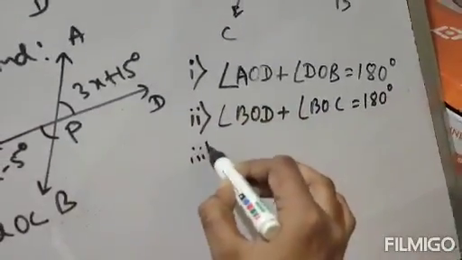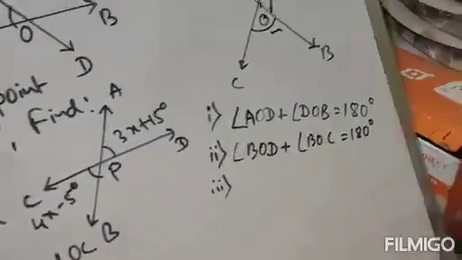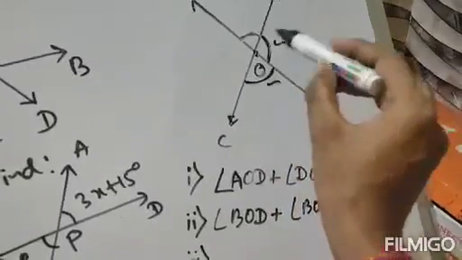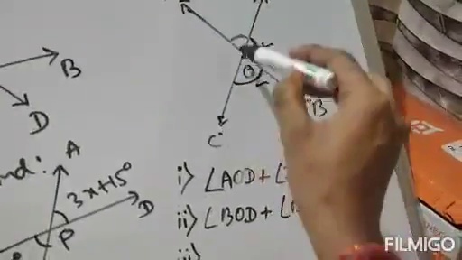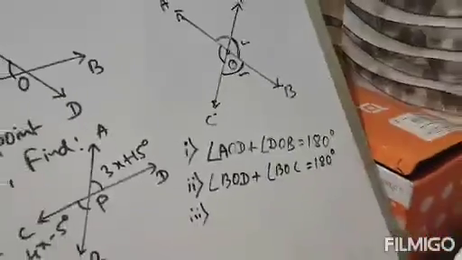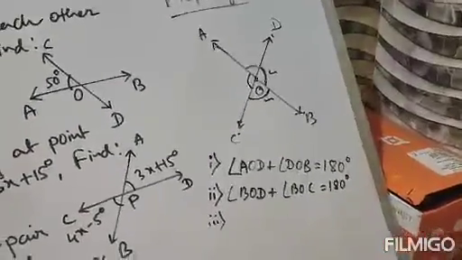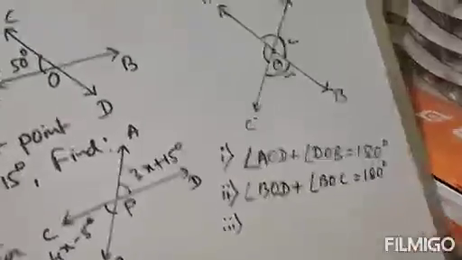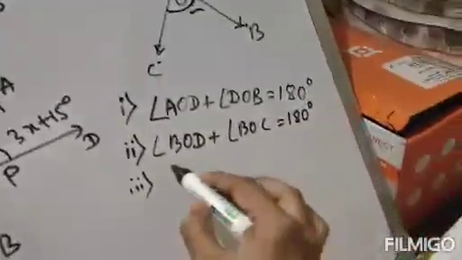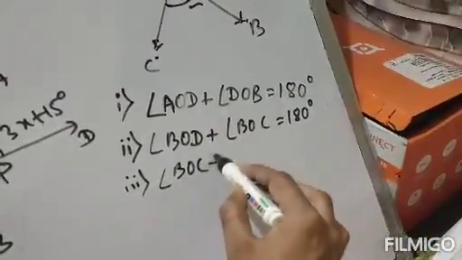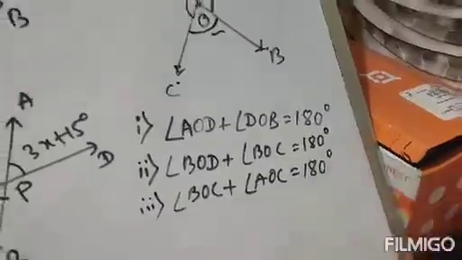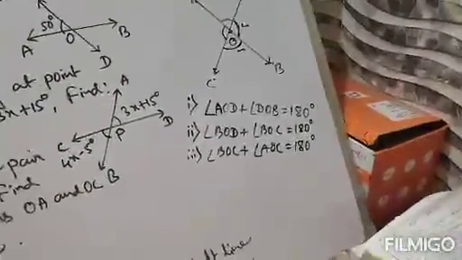Now the third pair is angle BOC and also angle AOC. The sum of these two angles will also be equal to 180 degrees because these two are also adjacent angles. So angle BOC plus angle AOC is also equal to 180 degrees.